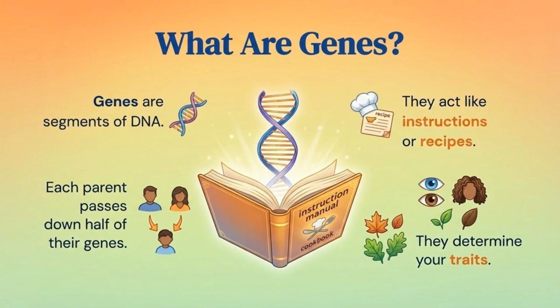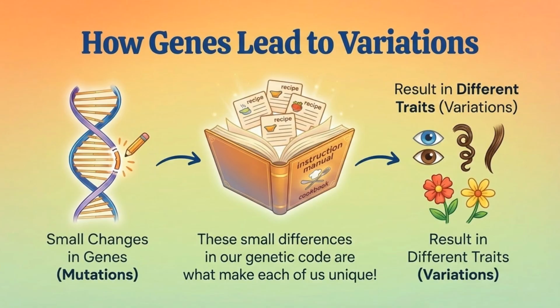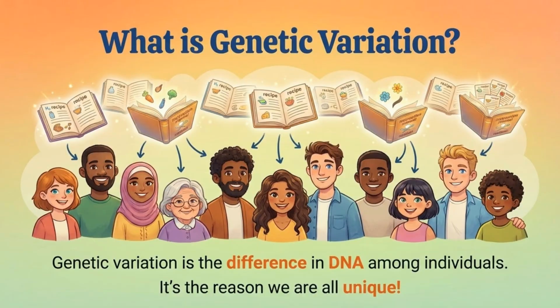Genes are segments of DNA that act like instructions or recipes, determining your traits. Each parent passes down half of their genes to their offspring. Small changes in genes, called mutations, can result in different traits or variations. These small genetic differences are what make each of us unique. Genetic variation is the difference in DNA among individuals. It is the fundamental reason we are all unique.